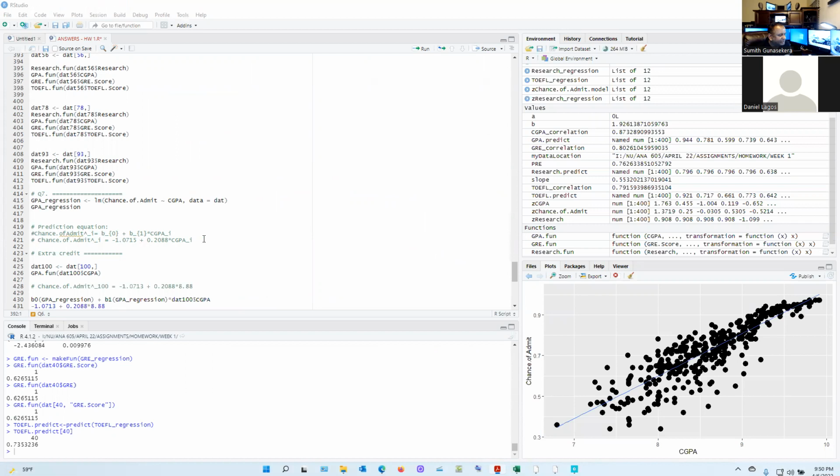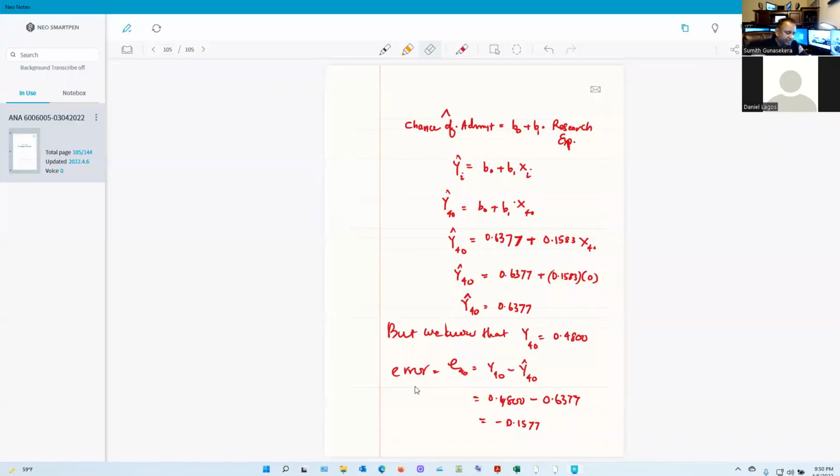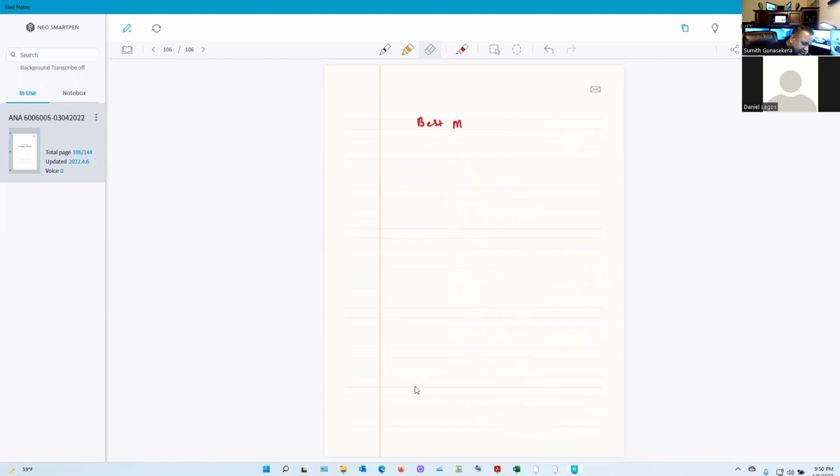You have to plug in those values. When you run the regression for the CGPA, the corresponding B0 and B1 will be plugged in here. So you get the best model, the best model to explain the chance of admit. I'm going to write chance of admit hat of the ith person equals B0 plus B1 times CGPA of the ith person. Those values are already calculated.